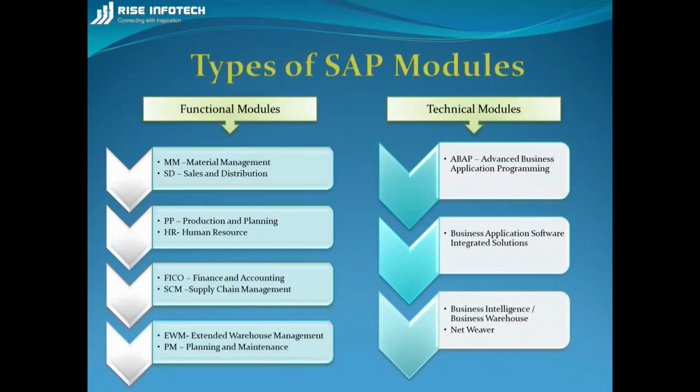Coming to the functional modules, there are multiple modules, like MM. MM stands for Material Management. SD stands for Sales and Distribution, and PP for Production and Planning. HR stands for Human Resources. FICO stands for Finance and Accounting, and SCM for Supply Chain Management. EWM is Extended Warehouse Management, and then Plant Maintenance.